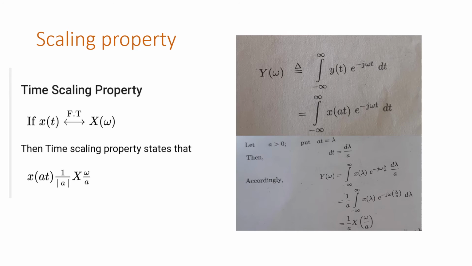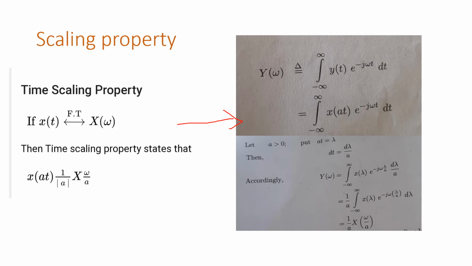Another property is scaling property. In the previous slide, we have seen the linearity property where the constant was multiplied to the signal, like a into x of t. But in scaling property, we have multiplied the constant to the t, which is time. It's like x of at. Apply the Fourier transform to the signal x of at. We get the output as 1 by a into x of omega by a, as shown here.